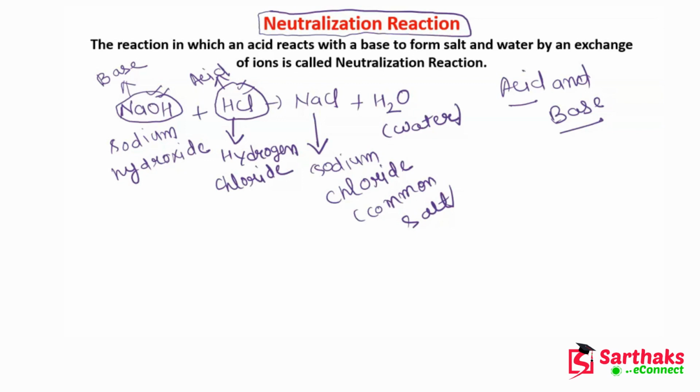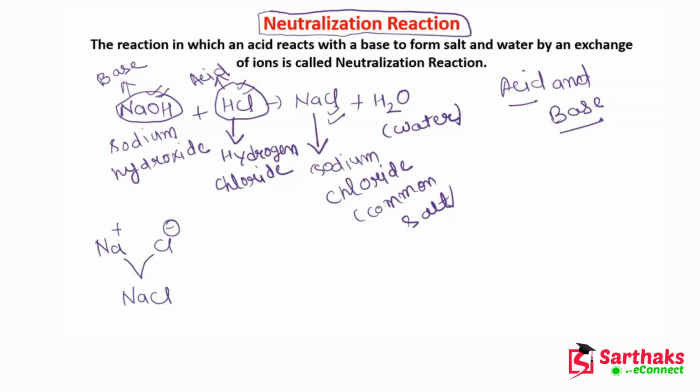So you can see there is an exchange of ions. I told you what ions are. Let's suppose this is Na plus, an ion, and this is Cl minus, which is also an ion. If these ions combine, they will give NaCl, like this.